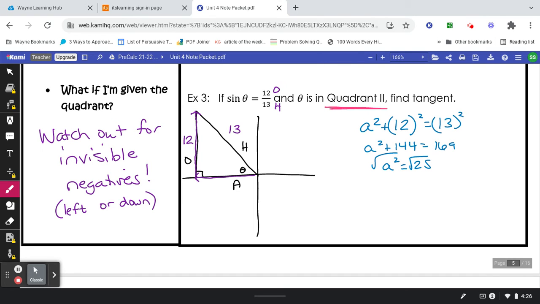So I'm getting an answer of A equals 25, but because the triangle went to the left, like right here, because it's in quadrant 2, this is going to need to be -5. And that's what I mean by those invisible negatives, that one right there. Nowhere in the problem did we get a -5. We just had to know based on the triangle. Once we're done with that, we're ready to find our final answer of tangent. Tangent is O over A.